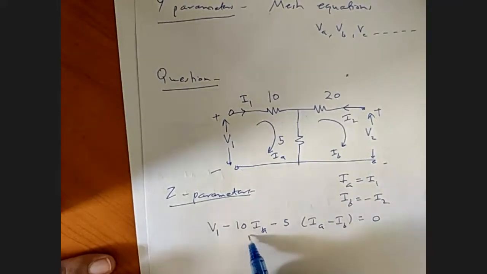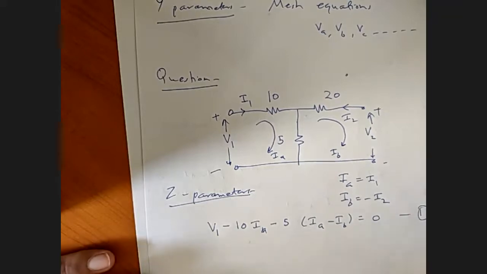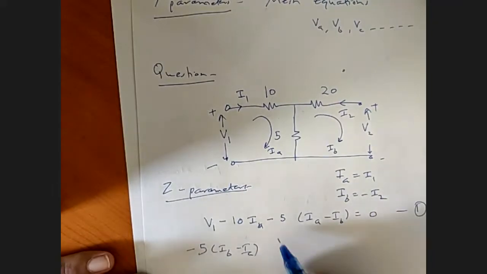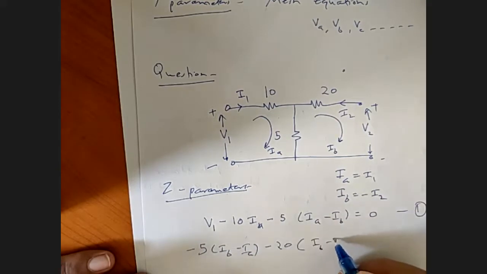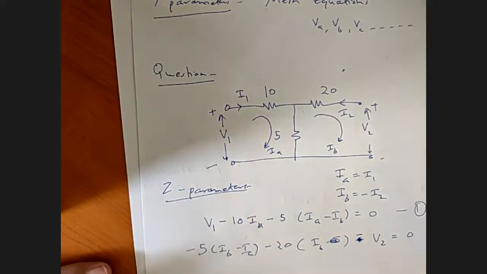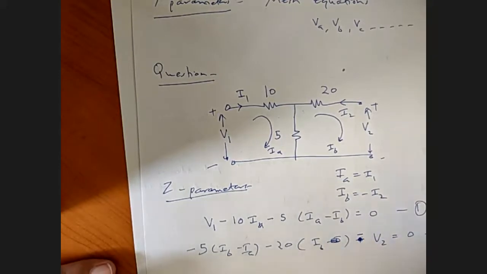So V1 minus 10 IA minus 5 IA minus IB equal to 0. That will be your first equation. Then second, it will be minus 5 IB minus IA minus 20 IB minus V2 equal to 0. Minus V2 because we are going to minus. So this will be your second equation.